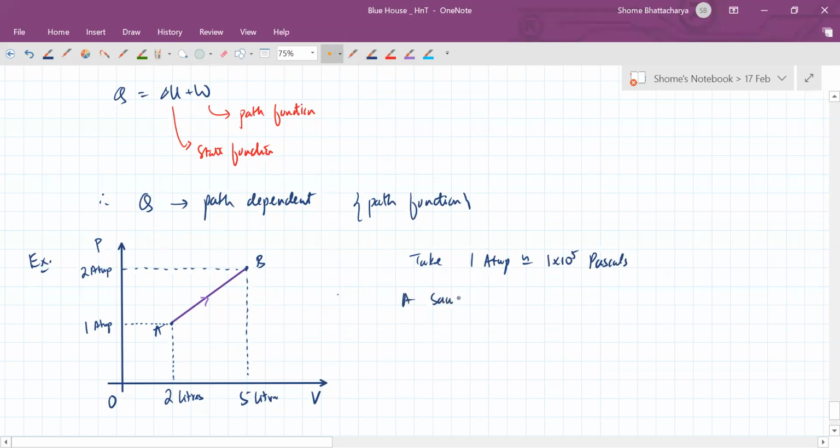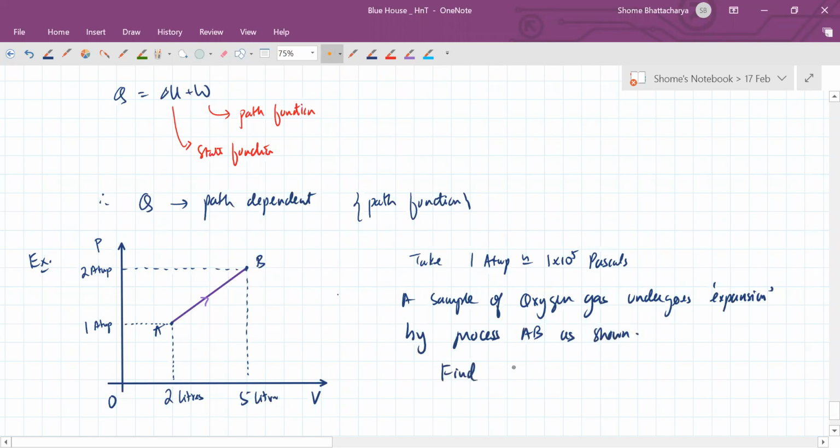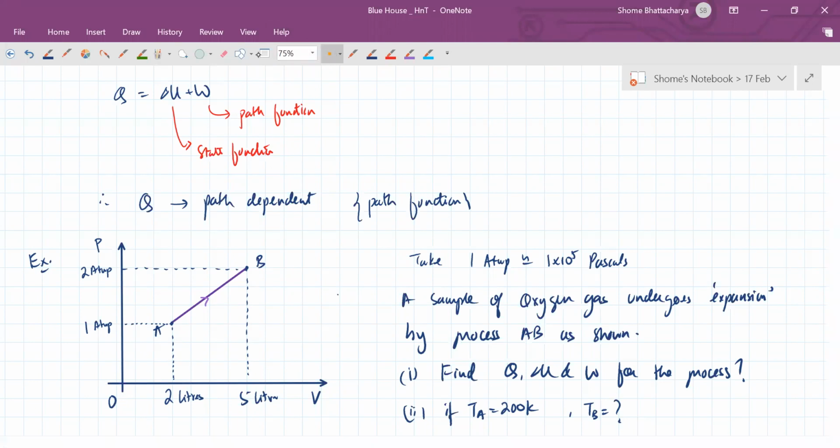So a sample of oxygen undergoes expansion by the process AB as shown. Find Q, delta U and W for the process. Secondly, if temperature at A is 200 kelvins, what about the temperature at B? Just try out this question.